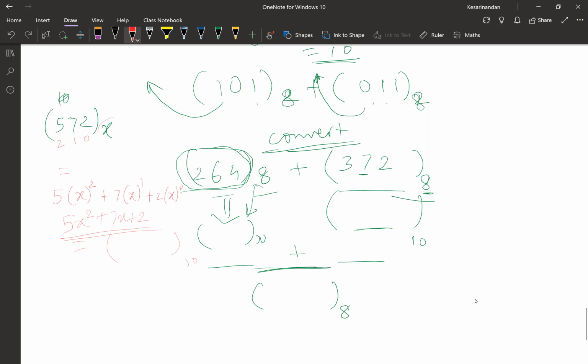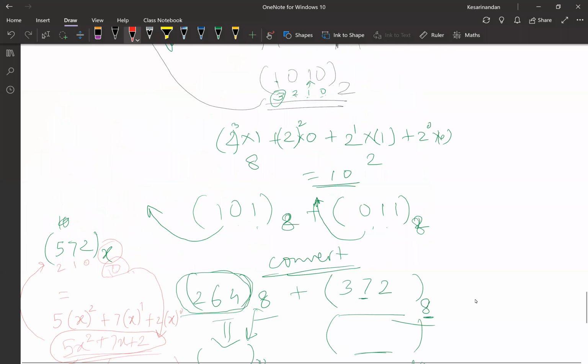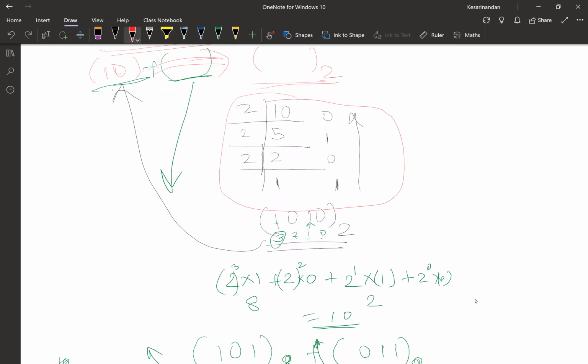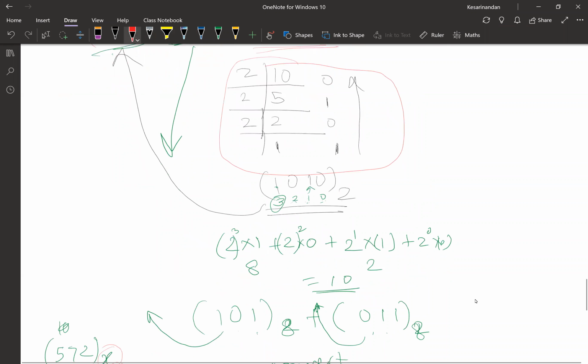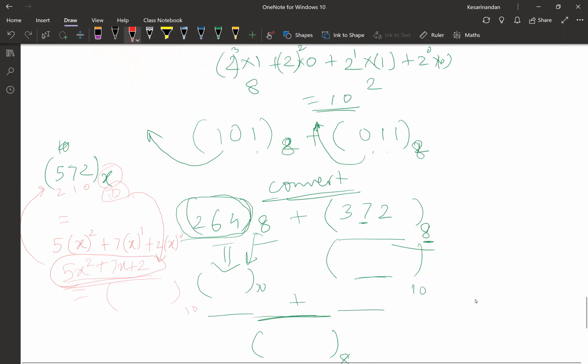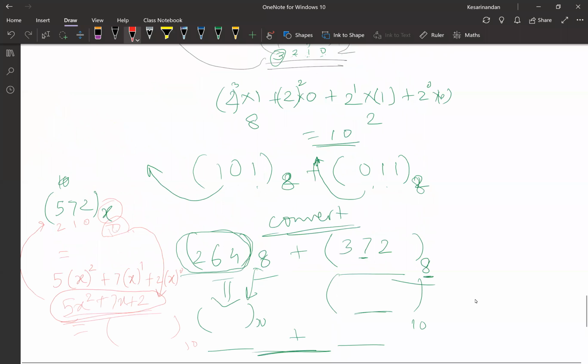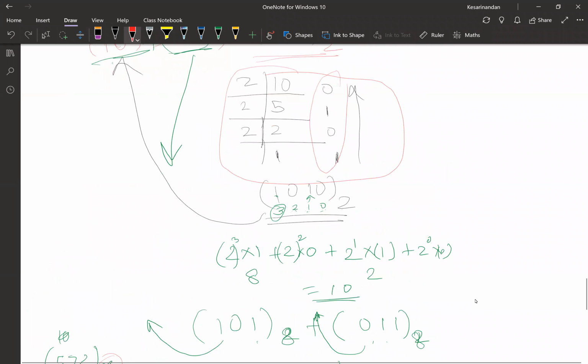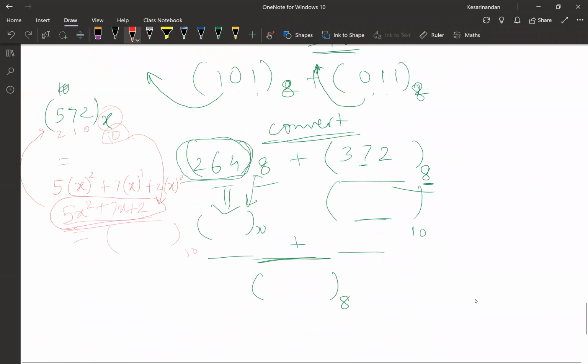And this can be any number, even 10. When it's 10, it will come out to be 572, back to the same number because it was originally base 10. And when we have to convert from base 10 to base 8, divide it by 8 using this method and write down the remainders. Is this part clear, guys?